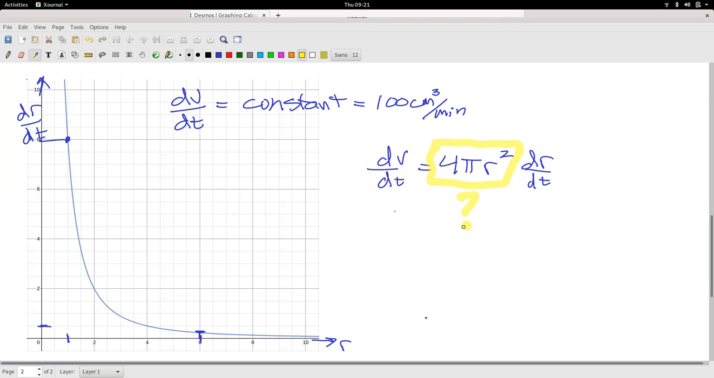It's not trig. It's close to the area of a circle, but go 3D with it. So what it is, the surface area of the sphere, which is kind of cool. So the rate of change of the volume is proportional to the rate of change of the radius, and that constant of proportionality is the surface area of the sphere.